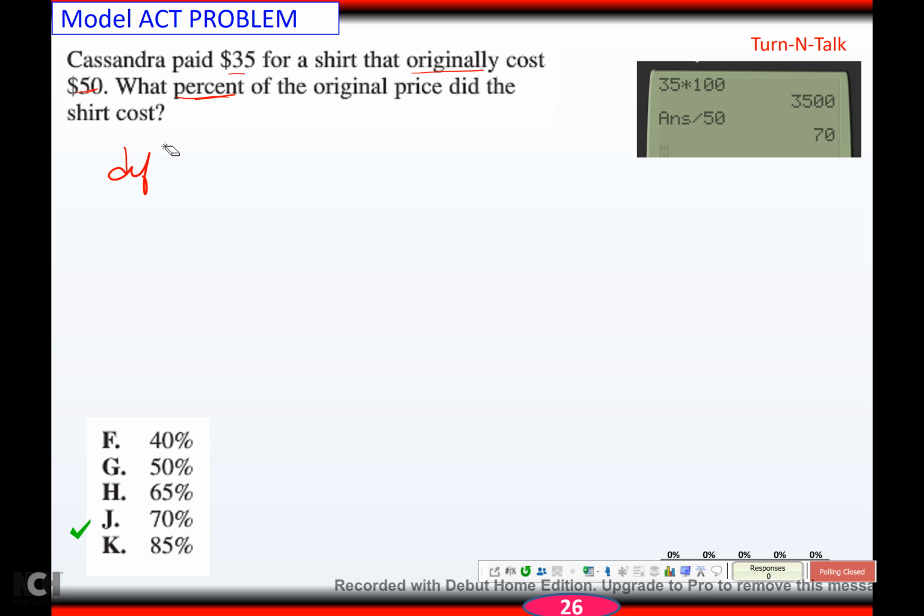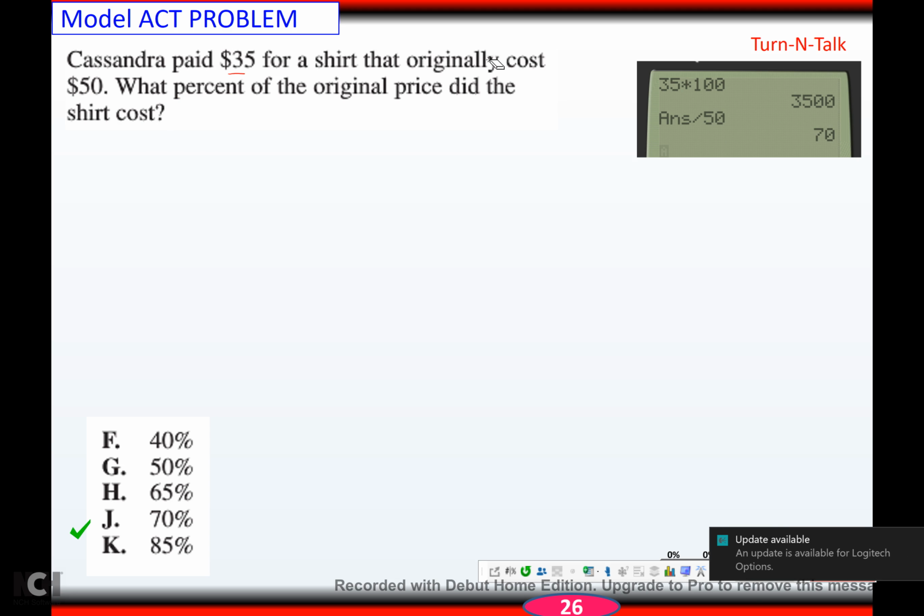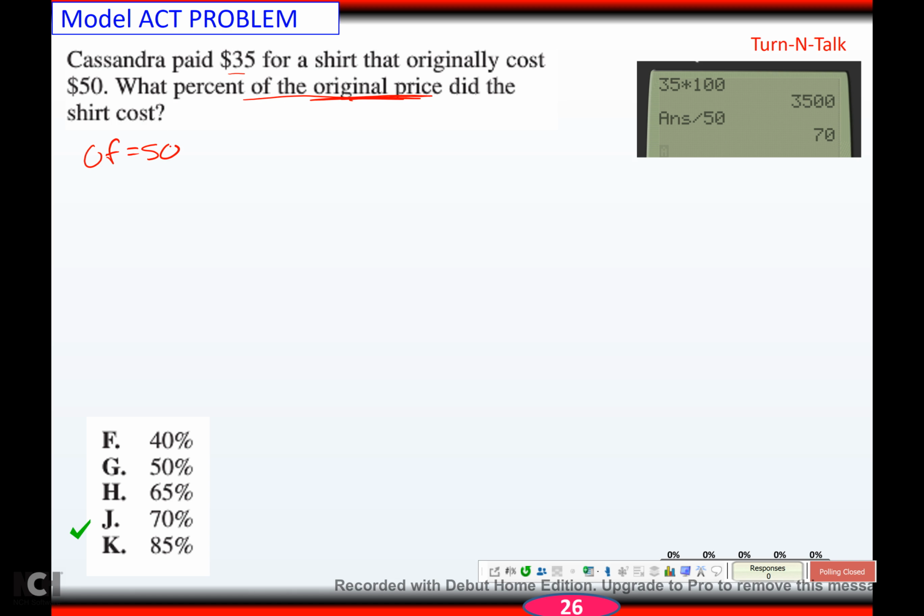Sorry. Okay, so let's see. Cassandra paid $35 for a shirt that originally cost $50. What percent of the original price? So original price is the of, did the shirt cost, that's your is, and we're looking for the percent.